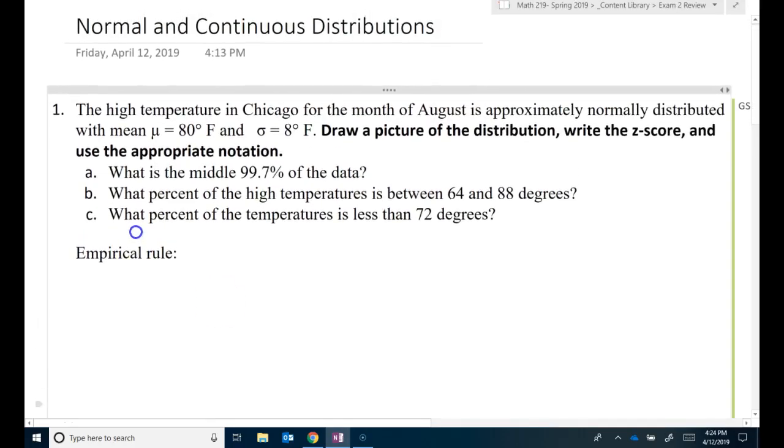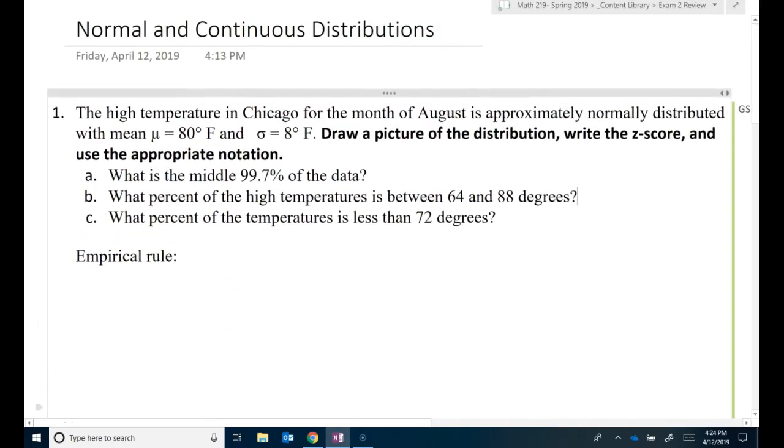Right, so what we're looking at today is normal and continuous distributions. This is the third part of the exam review, and this is essentially Chapter 6. We are now moving from the discrete distributions, which we saw in Chapter 4, into distributions where instead of counting the random variable, we're now measuring the random variable, okay? And that's what makes something continuous: rather than being countable, it's what we call measurable, all right?